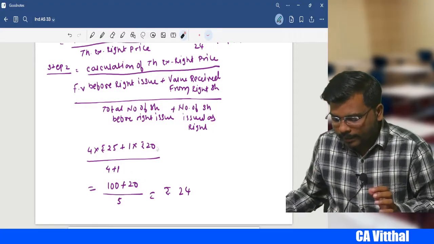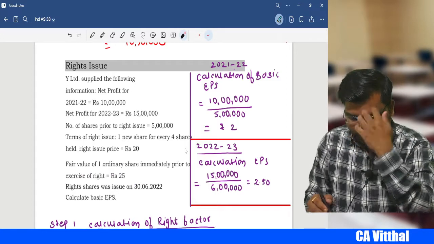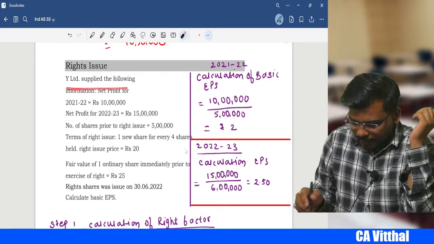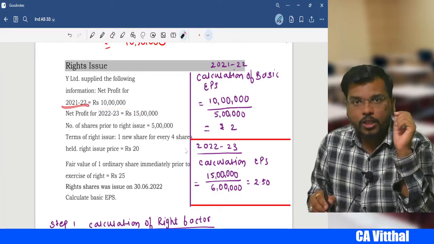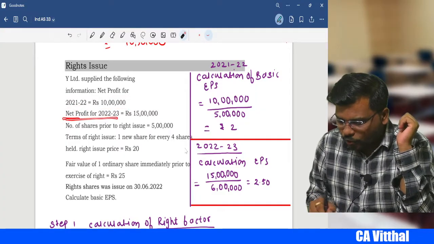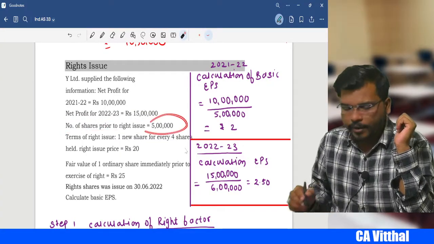First of all, let's read the sum now. My dear student, Y Limited, please listen. Y Limited supplies the following information. Net profit they have given for 21-22 and 22-23. Number of shares prior to right issue is 5 lakhs.